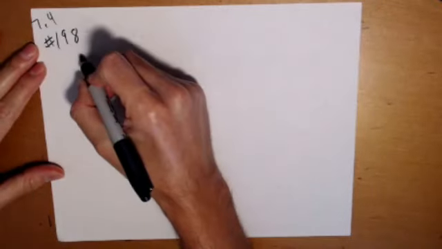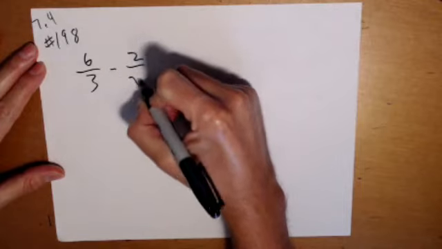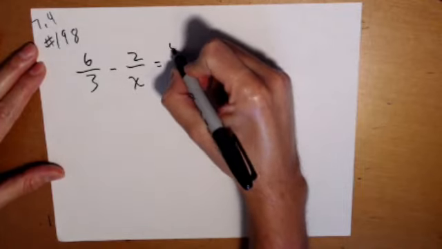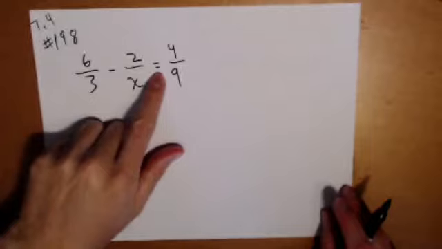Okay, folks, moving on to 7.4, number 198. They use the letter D. I'm going to switch it to X. Okay, so notice in 7.3, in the previous sections, we didn't have equal signs.